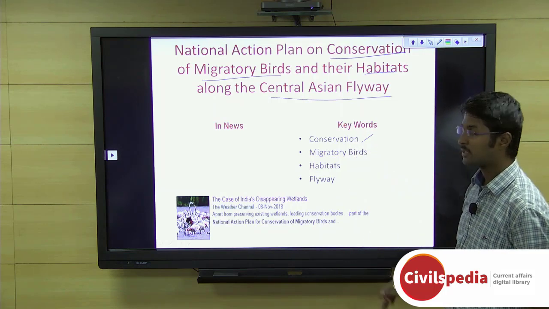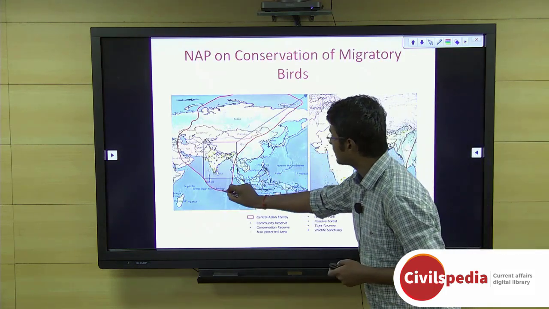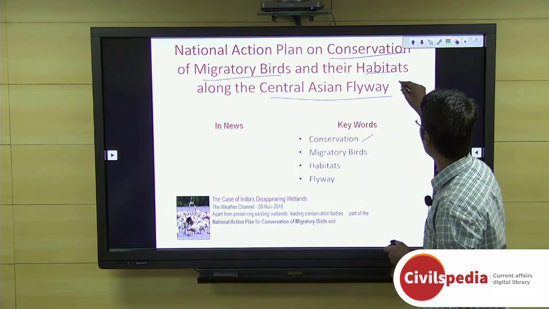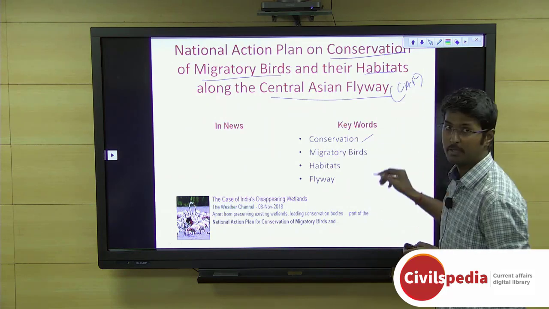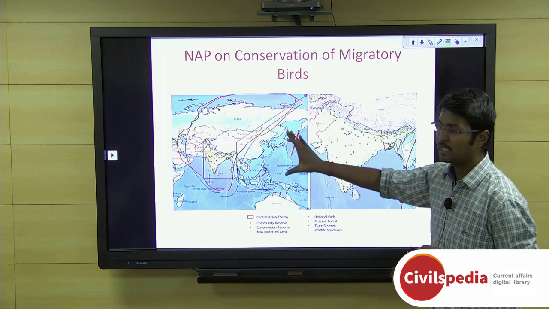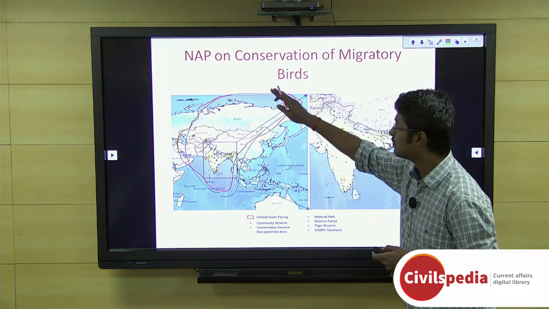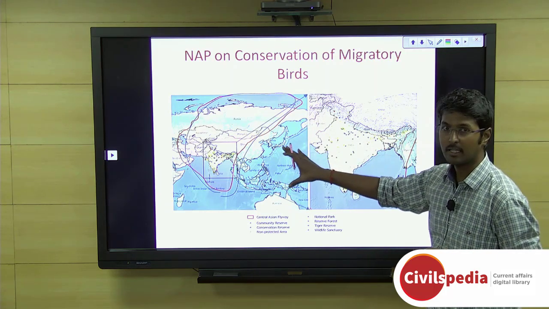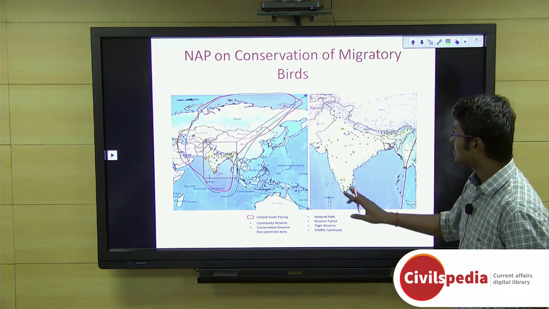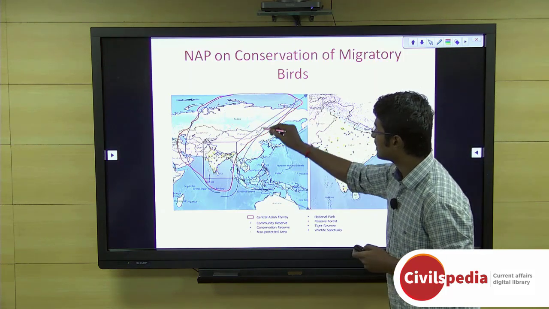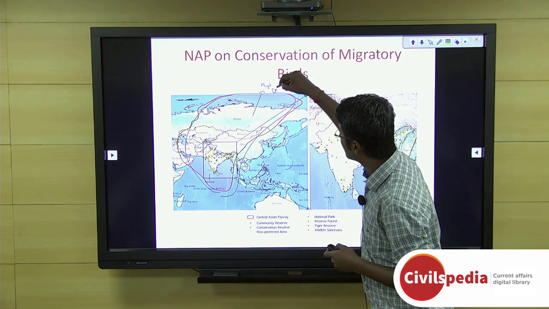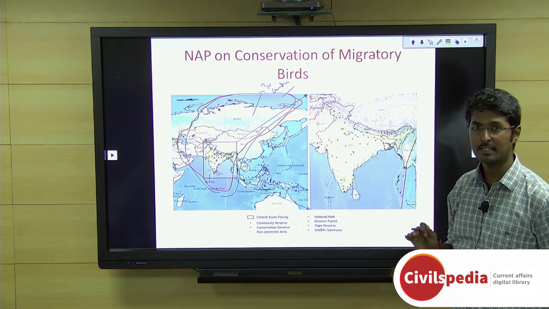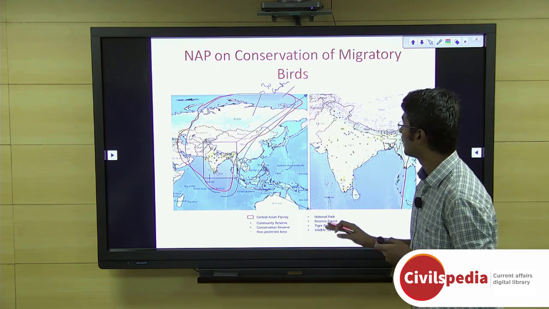So let's see with respect to the keywords. What is the Central Asian Flyway? I'm abbreviating this as CAF, Central Asian Flyway. It is an area where birds move from one location to another for breeding, for wintering, or just for staying there for a short temporary period of time. This consists of about 30 countries. There are totally 9 such flyways across the world, and Central Asian Flyway is one among them.